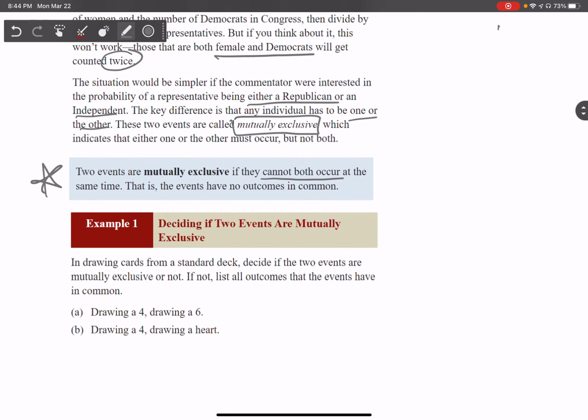All right, let's look at our example. In drawing cards from a standard deck, decide if the two events are mutually exclusive or not. Drawing a 4 and drawing a 6. Well, every card has just one denomination, so a card can't be both a 4 and a 6. Therefore, the events are mutually exclusive.